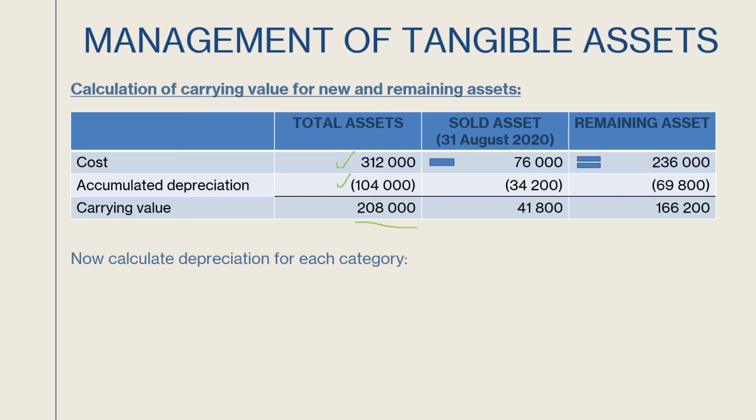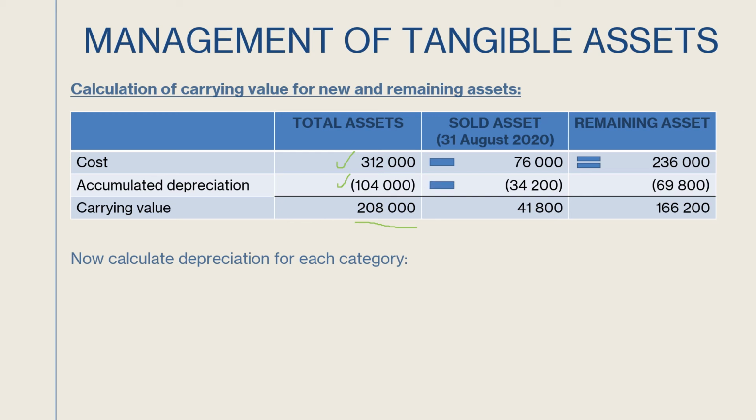The reason why we have to take this out is because we sold this halfway through the year. So we can't make provision for depreciation on the sold asset for the whole year because we didn't have it for the whole year. But for the remaining assets, the ones that we haven't sold, we are going to make provision for depreciation for the entire year because we had them for the whole year. So we take out the sold one so we can calculate the depreciation for it separately.